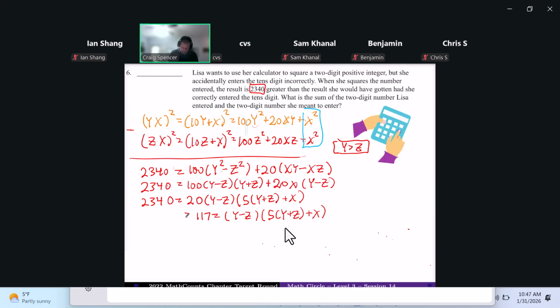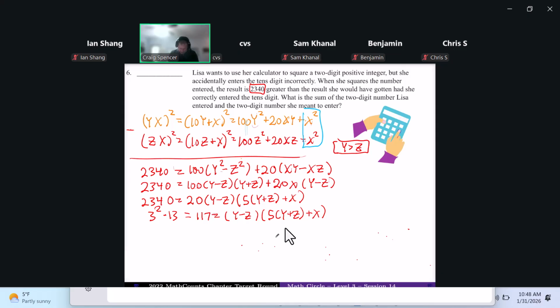Some calculators will have a factor button. But one thing you could note here is this number is going to be divisible by 9, because 1 plus 1 plus 7 is 9. We talked about divisibility tricks in the earlier part of last semester. So we have this factor of 9, or 3 squared, and the other factor is going to be 13 if you divide that number by 9.